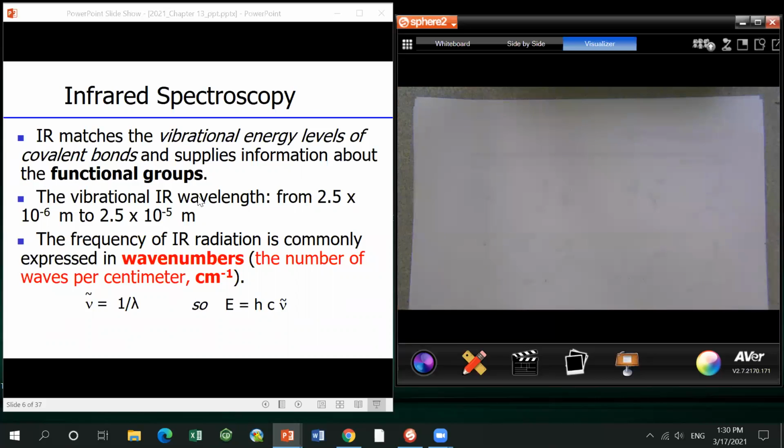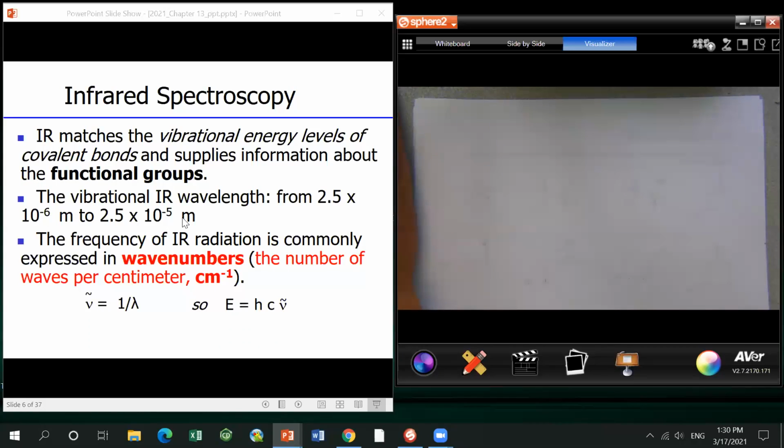All right. So for IR, the IR energy can match the vibration energy level of your covalent bond, and provides information about the functional group. We already know that. For vibrational IR, the wavelength is from 2.5 times 10 to the minus 6 meters to 2.5 times 10 to the minus 5 meters.